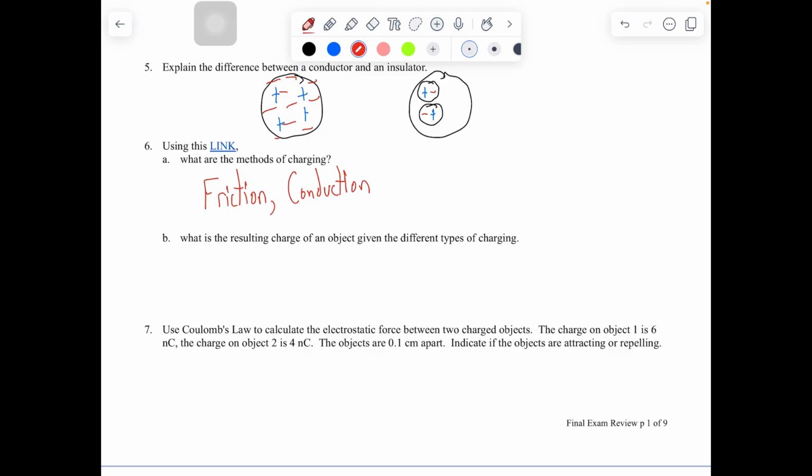How does this actually happen? Well, imagine a neutral conductor and a negatively charged conductor. That negatively charged conductor has an excess of electrons. When it touches the neutral conductor, it will share those excess electrons. Now, they'll both have an excess of electrons.